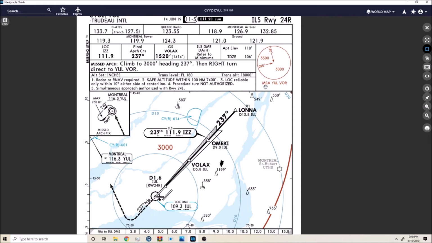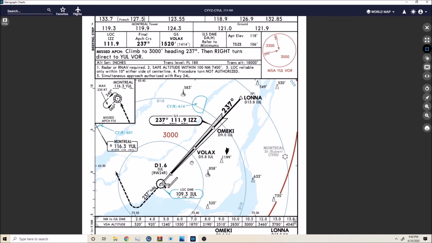Now MSAs, I'll explain this for a bit. This is minimum sector altitude, and this is measured 25 miles from, in this case, the YUL VOR. Got to make sure what this is referencing to. This could be referenced to a waypoint. It could be referenced to an NDB. So you got to make sure that you're looking at the right one and you're not confusing what the 25 miles is based off of. In this case, Montreal VOR is all the way at the top left over here.